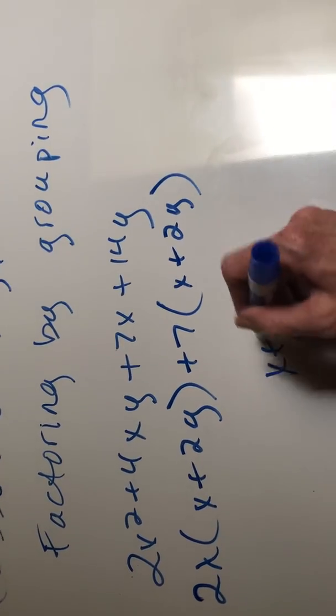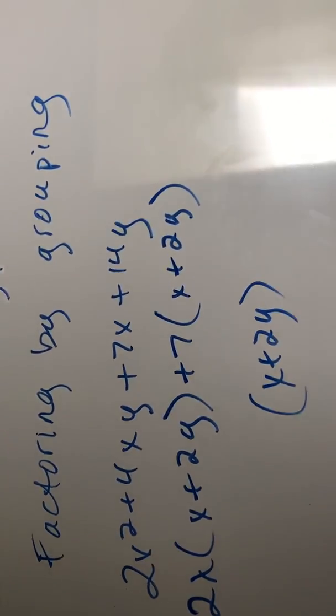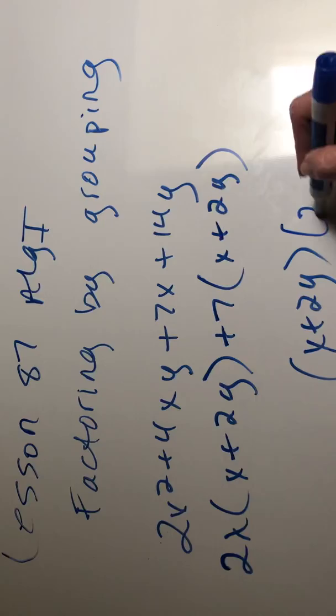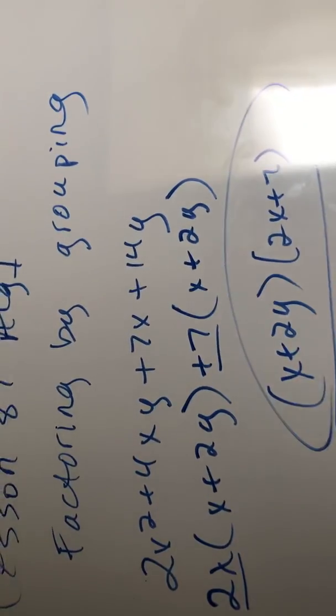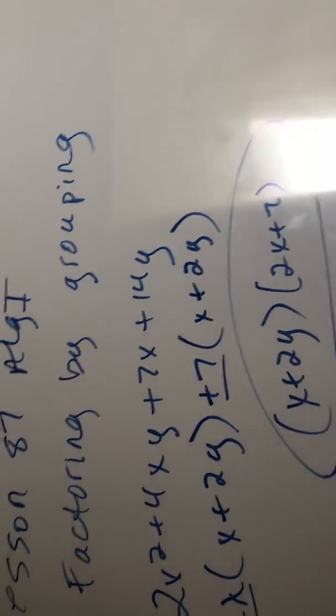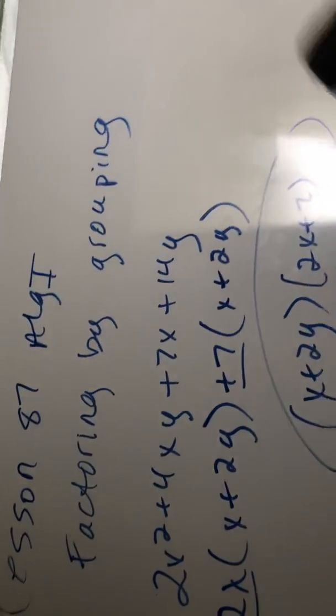So again, that should seem familiar. Our parentheses match. So one factor is x plus 2y. The other factor is 2x plus 7. And that's the factoring. That's factoring by grouping. Again, that should seem very familiar to you. That should not seem brand new to you at all.